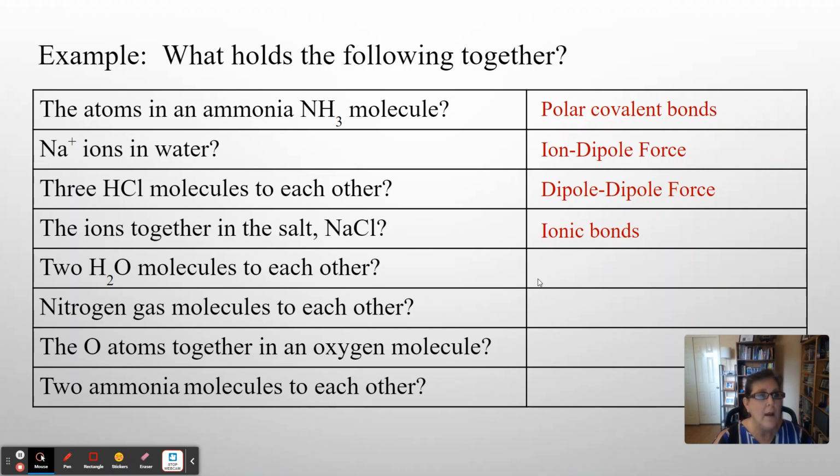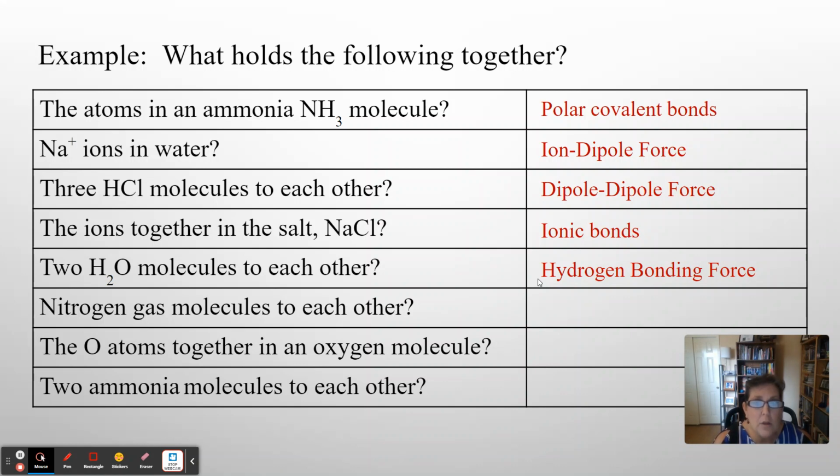All right, next. What holds 2 water molecules to each other? Molecules being held together. So that's a force. Okay, what force goes with H2O? We have an H bonded to an O. You're correct if you said hydrogen bonding force. Good job. We have an H bonded to an O, so it can do that H bonding force. Yeah, we have an H bonded to an N or O or F. We have an O.